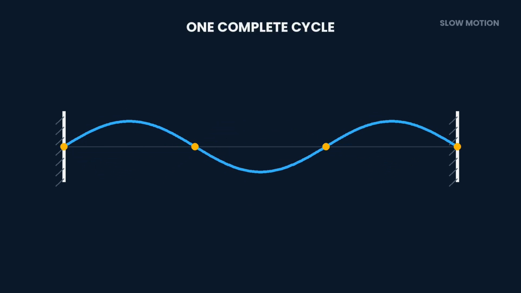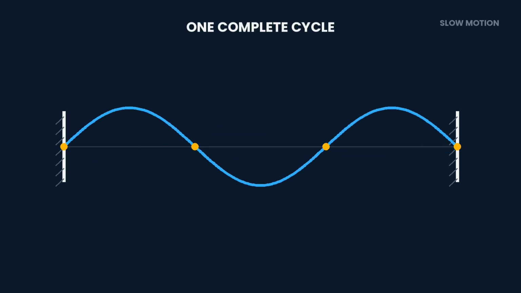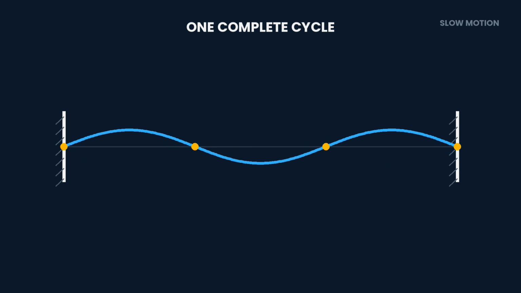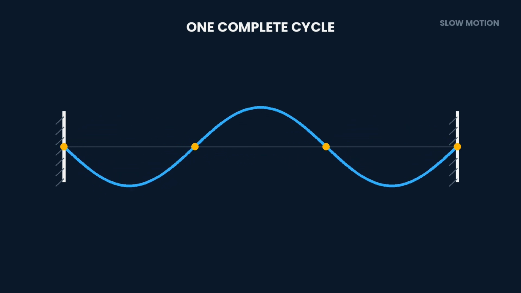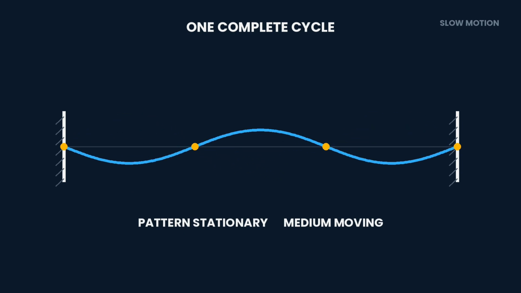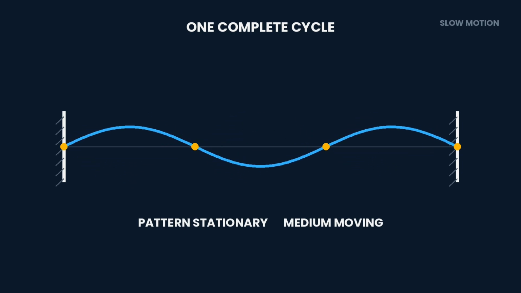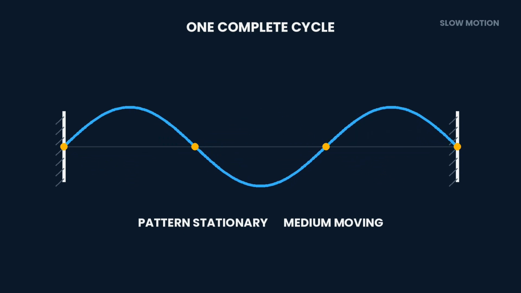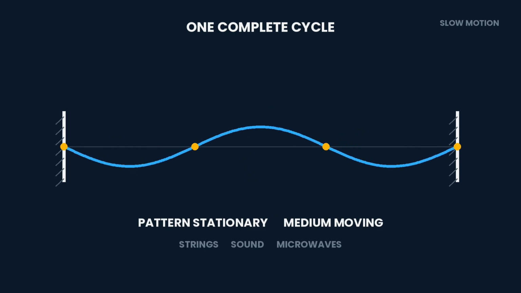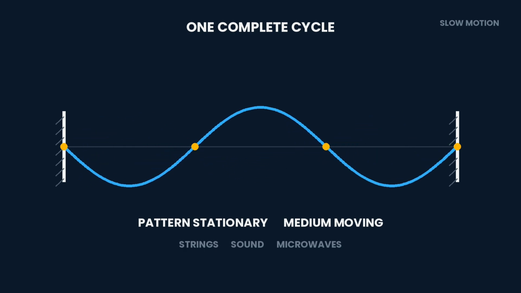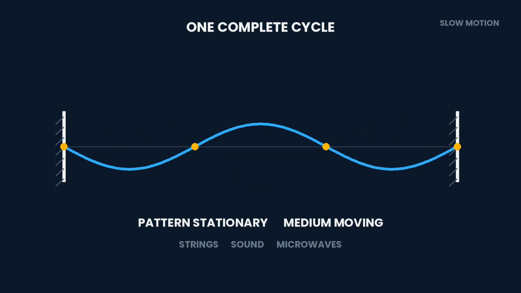Watch the resultant through a complete cycle. Every loop passes through equilibrium at the same instant, and then adjacent loops reverse to opposite sides. The nodes never shift. What is stationary is the pattern of nodes, antinodes and amplitudes, not the string itself. The same superposition principles produce stationary patterns in strings, sound waves, and microwaves.